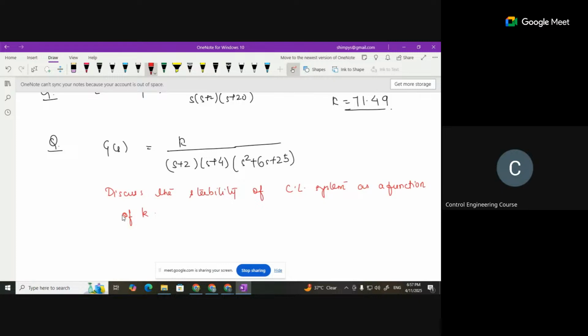Damping ratio should be no. See, you have gone till now. You're correct. You have to find out the characteristic equation, right?